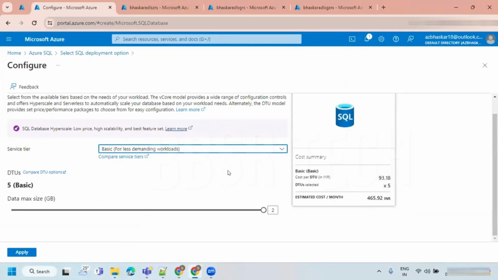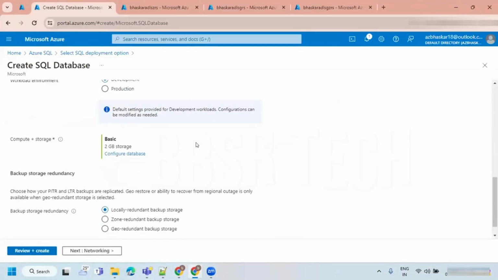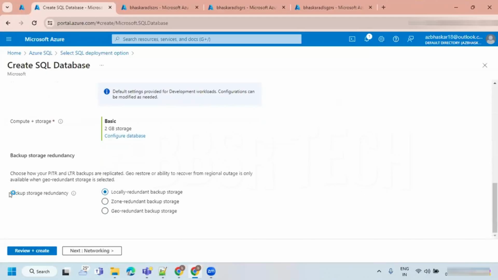Otherwise, we can go for another pricing tier, that is standard. Let's apply at this point of time. I just applied and you can see here redundancy. We talked about this redundancy.